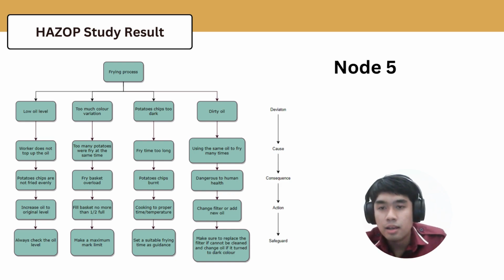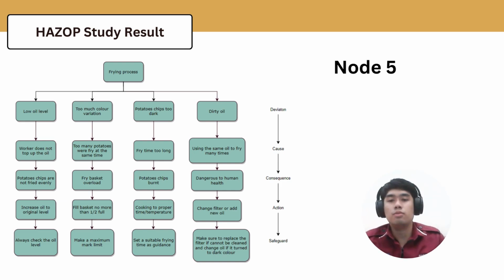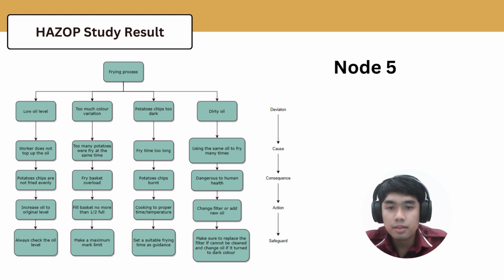And then we have too much color variation, which is because too many potato chips are fried at the same time, and it will make the fry basket overload. So in order to prevent this, we should put potatoes only half of the capacity. So the safeguard is to make a maximum mark limit for the workers. And then the third deviation is potato chips that are too dark.